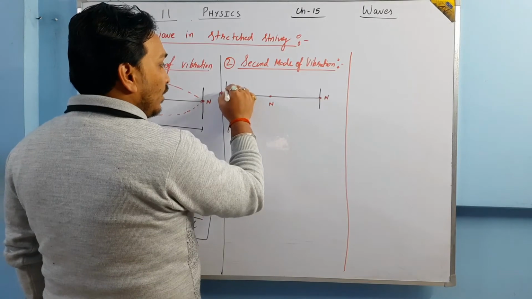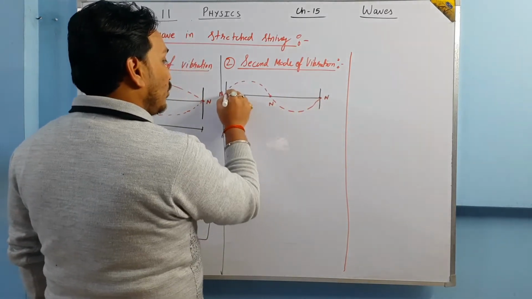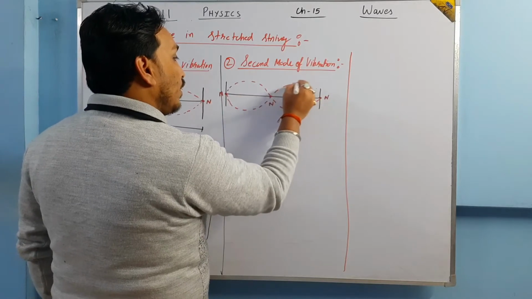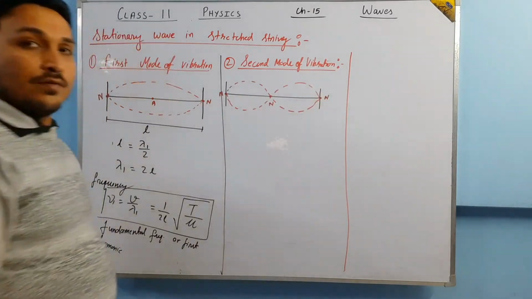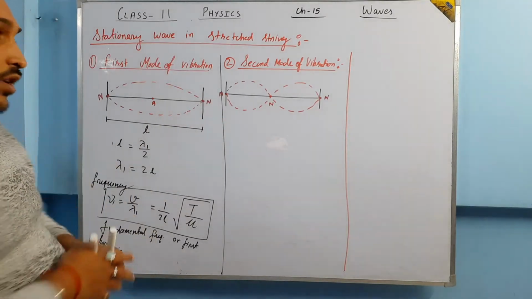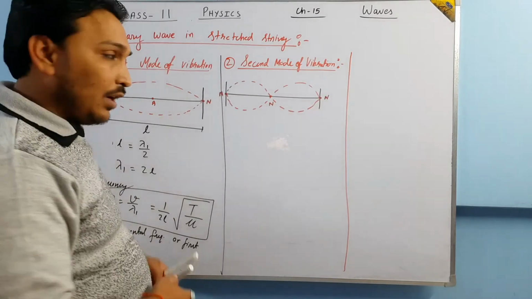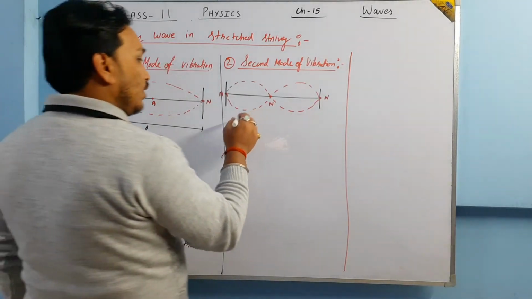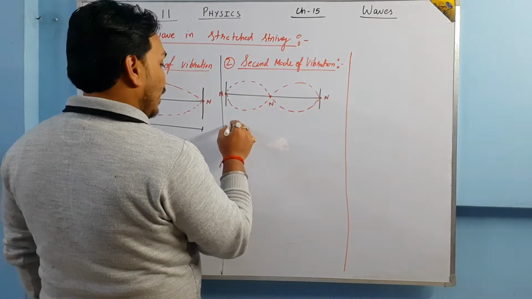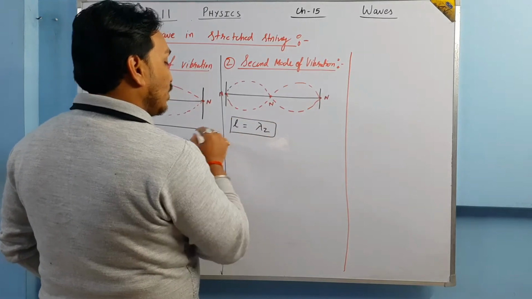So the wave will be like this way, and this wave superposed with the reflected one, and a stationary wave is formed. Okay, so this is the second mode of vibration. Now the length of the wave, since it is a complete wave, so it is lambda only. So here the length of the string, that is your L, it becomes what? Lambda 2. L is equal to lambda 2.